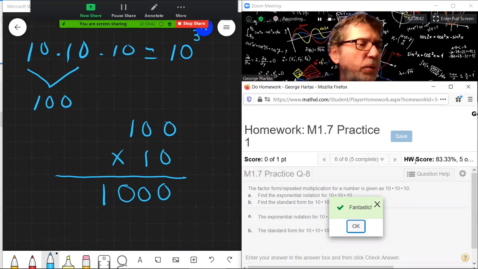All right, so that's how you examine exponential notation and factors.